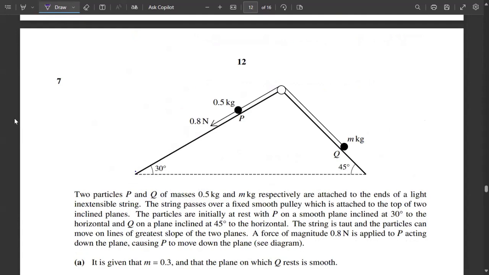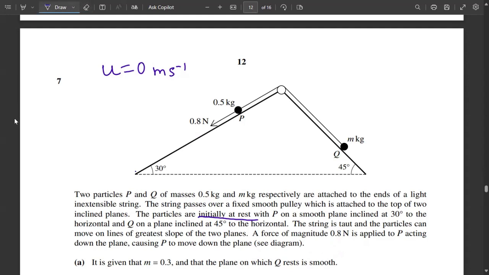Let's start. Two particles of masses 0.5 kg and m kg respectively are attached to the ends of a light inextensible string. The string passes over a fixed pulley, which has two inclined planes. Particles initially at rest. Okay, important point: u is 0 meter per second, u is the initial velocity. Inclined angles 30 degree, 40 degree. String is taut. Taut means the string will not extend. The string is acting like a stick, S-T-I-C-K. That means if one object moves, the other compulsorily has to move the same distance, at the same acceleration, at the same velocity.